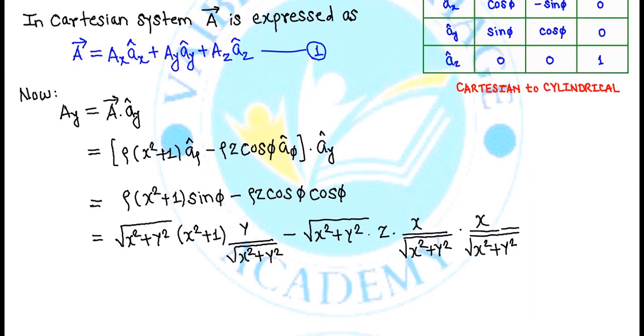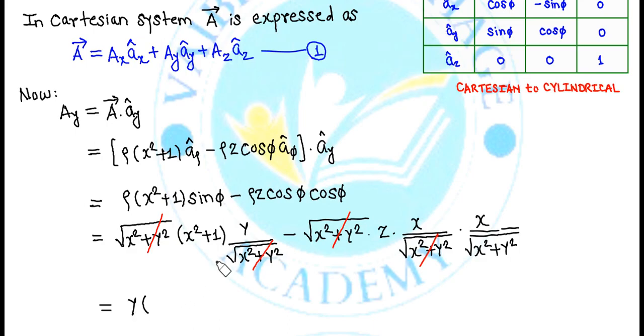So we will see what will get cancelled out. In this case, this square root of x square plus y square and this square root of x square plus y square will get cancelled out. Here, this one and this one get cancelled out. So what is left? We are left with this.